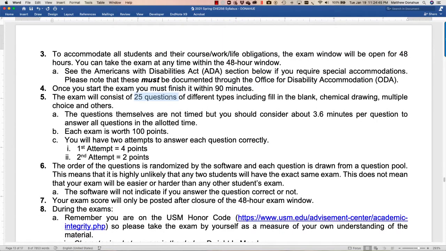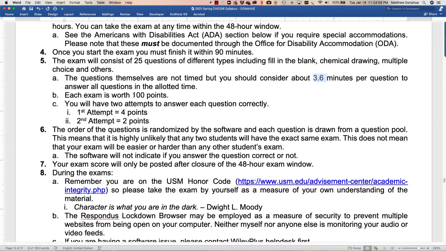There's 25 questions on the exams. They are different types: fill in the blanks, drawing, multiple choice, and others. This gives you about 3.6 minutes per question. The questions themselves are not timed, but that gives you an idea of how much time you have per question.